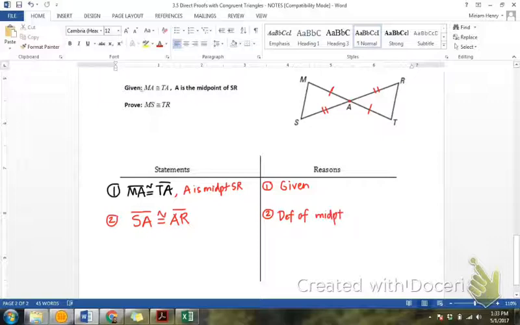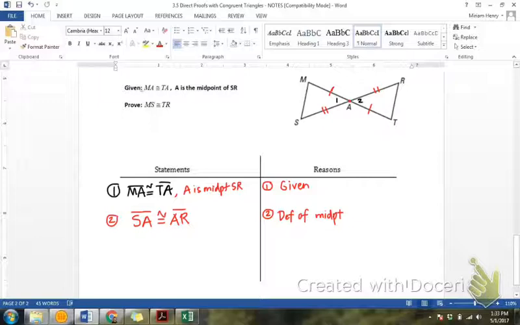Okay, and then I saw on most of your papers, I think everybody had the next step. What's the next thing you're looking for, Monique? Which angles? Are they the middle ones? Okay, so Monique is saying angle 1 and angle 2. I'm assuming you mean the vertical angles, right, Monique?